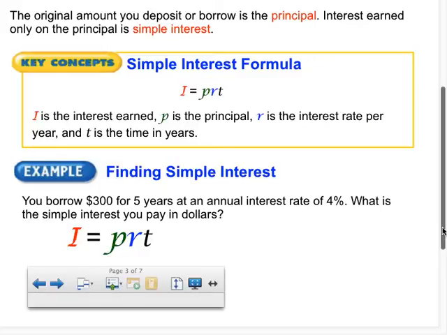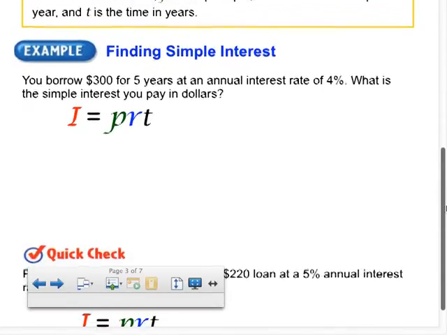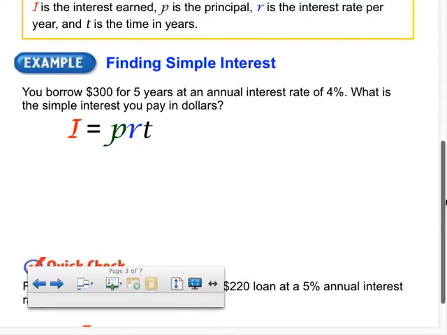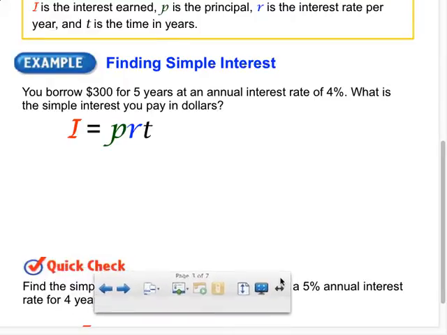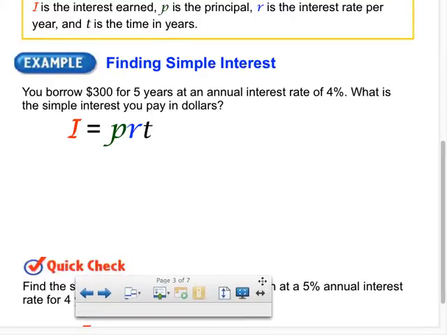So find simple interest. Take a look at this. I give you the formula, and I'm going to work this out with you. If you borrow $300 for 5 years at an annual interest rate of 4%, what is the simple interest you would pay in dollars? Let's go ahead and enter into our formula what's going on. To me, the hardest part is just knowing what goes into what part of the formula. So what do I put in for principal? 300. That's the amount I'm borrowing.